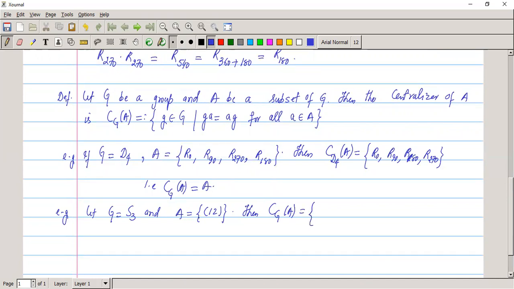Now we can clearly see that we have to find those elements from this symmetric group S3 that commute with the element (1 2). We also already know that the identity element commutes with everything, so identity will belong to the centralizer of A. And in fact, the element (1 2) will also commute with (1 2). So therefore, this (1 2) also belongs to the centralizer of A. And then we can easily verify that none of the other elements of S3 will commute with the element (1 2). So therefore, in this case, the centralizer of A will contain these two elements, the identity and (1 2).